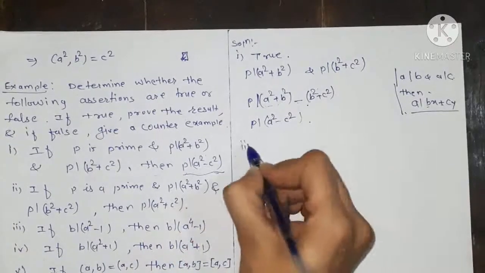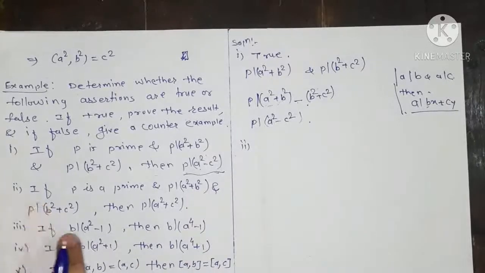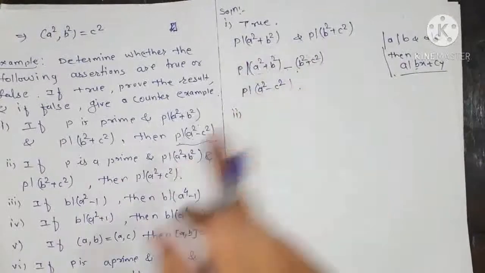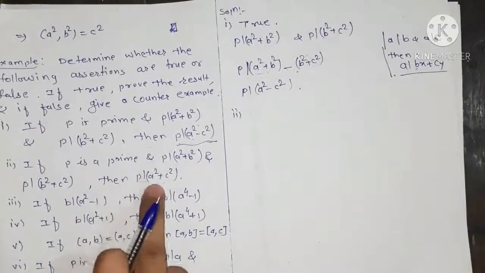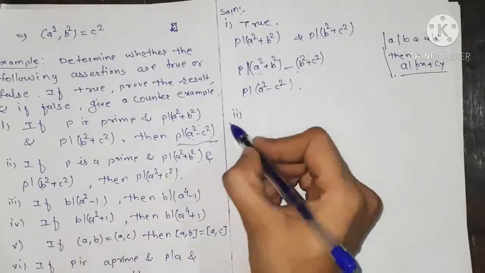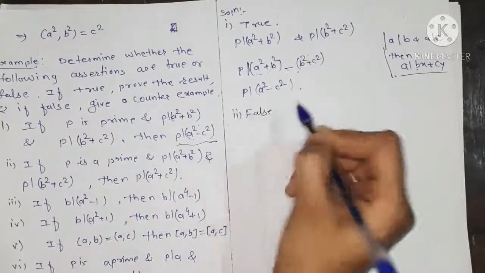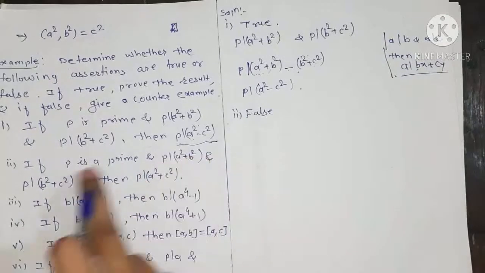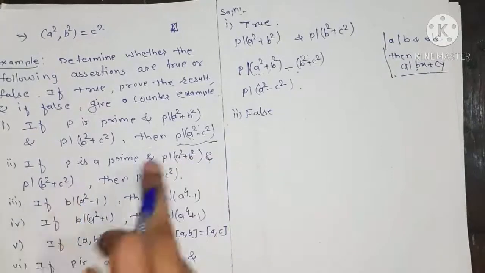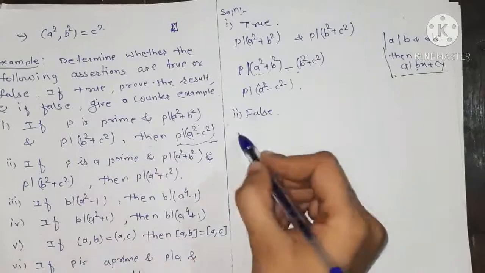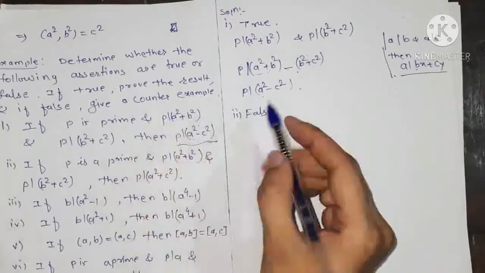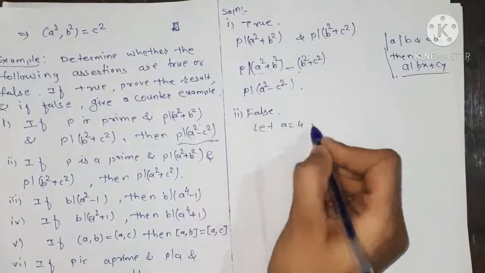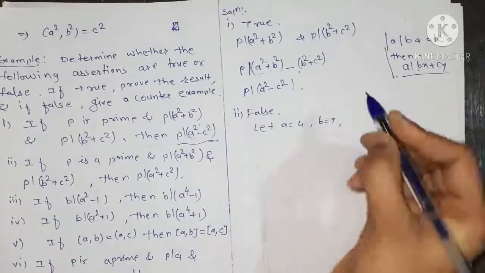Now the second is saying that if P is a prime and P divides the same numbers, then P divides A square plus C square. So the second one is false, because we cannot write this A square plus C square as a linear combination of these two. Okay, so we have to take an example to prove that it is false by giving a counterexample. So here let A equal 4, comma B equal to 7, comma C equal to 9.